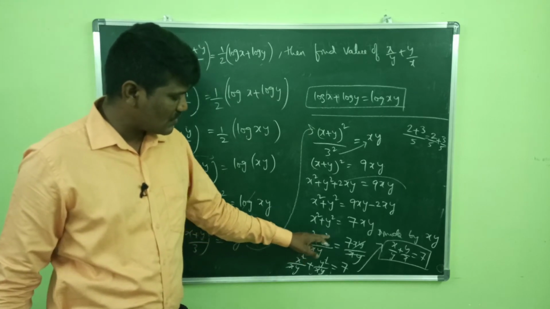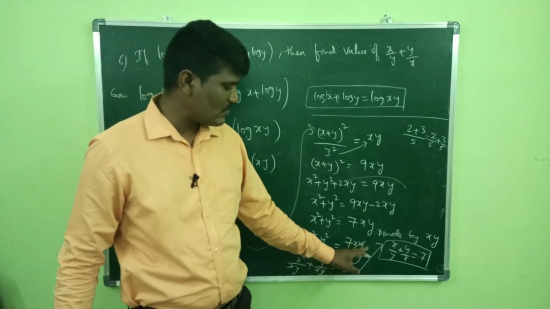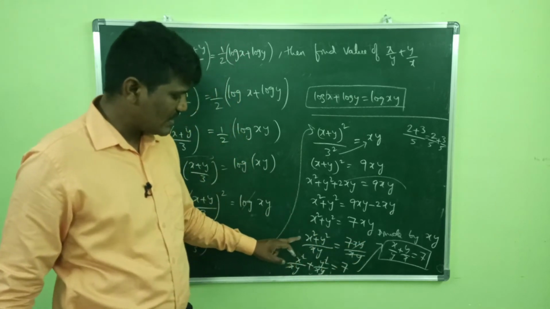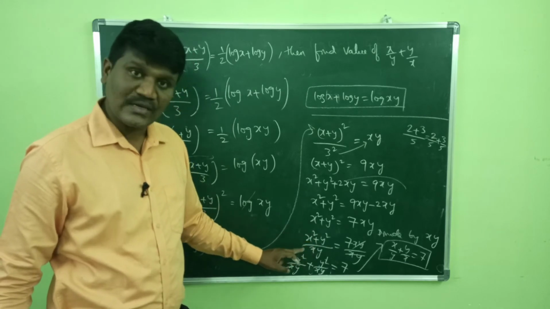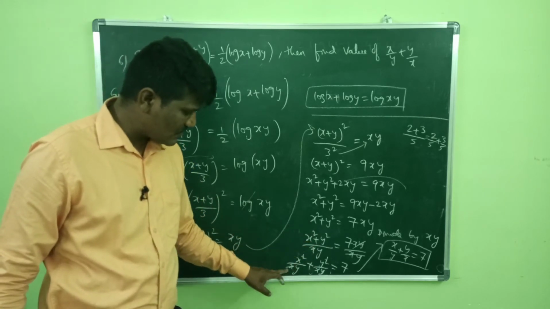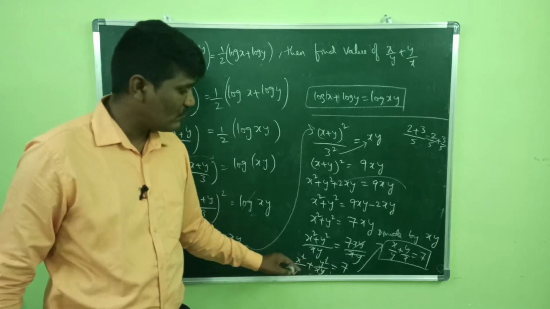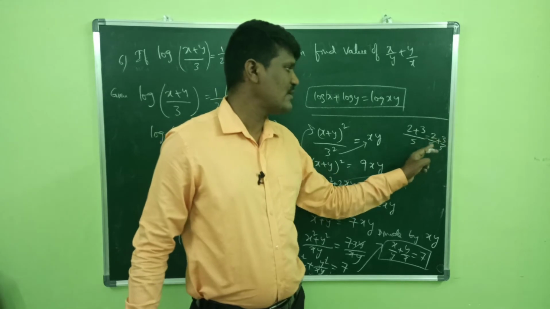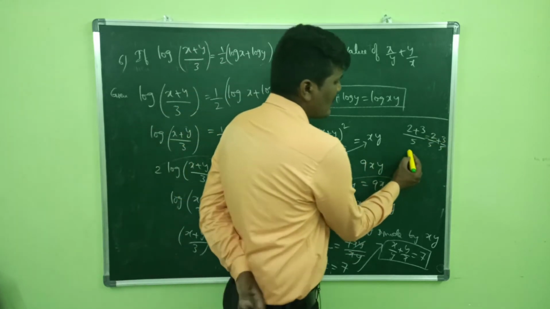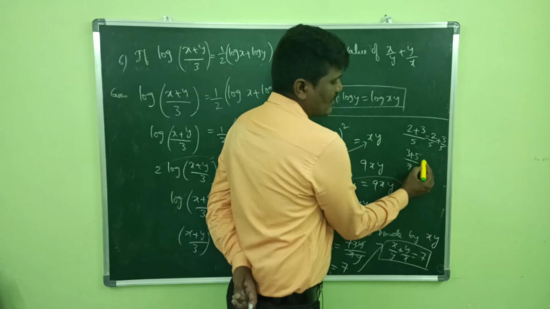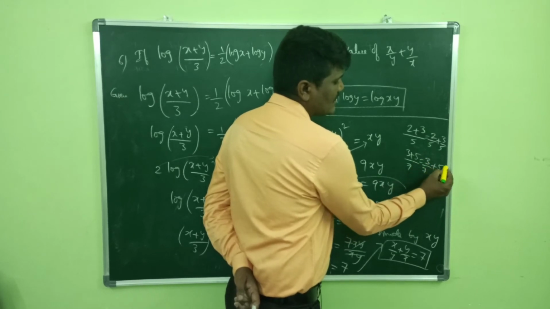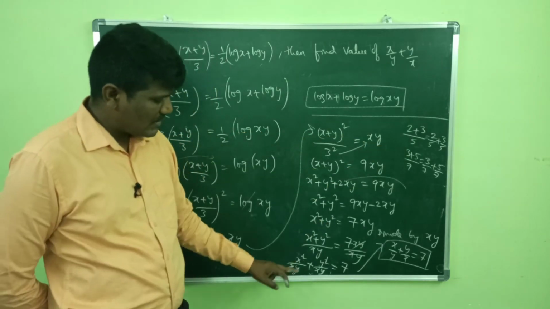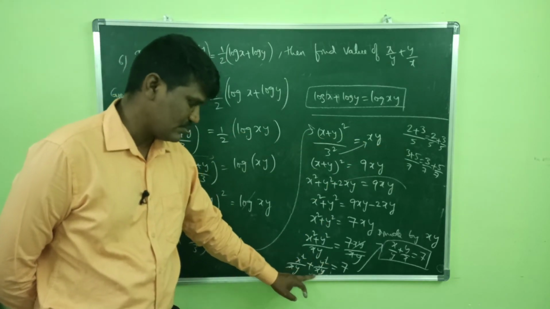So (x² + y²)/xy is equal to 7xy/xy. So this xy cancels and 7 remains. On the right and left hand side, (x² + y²)/xy is equal to, you can write x²/xy + y²/xy. Why, how I am writing this is, if I am having (2 + 3)/5 is equal to 2/5 + 3/5. Suppose if I am having (3 + 5)/7, then I can write 3/7 + 5/7. So the same formula I used here, x²/xy + y²/xy.